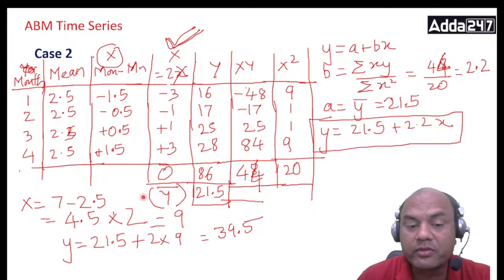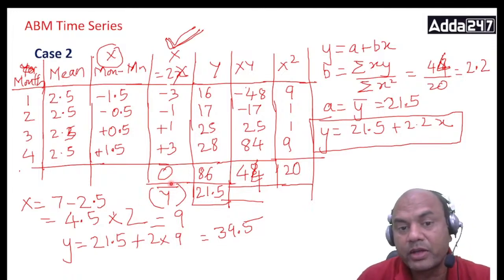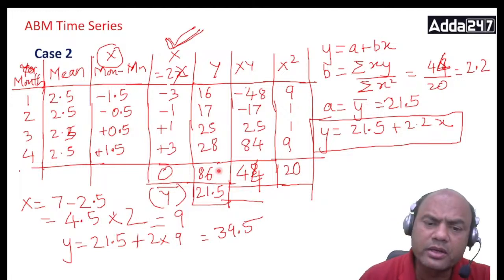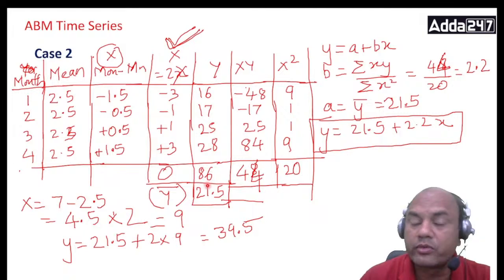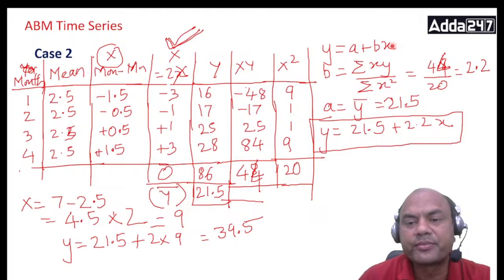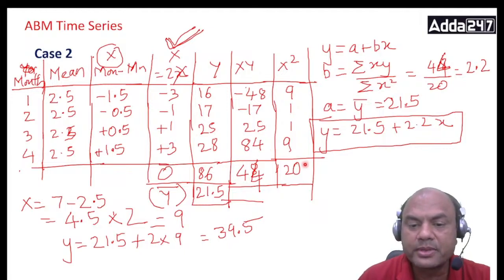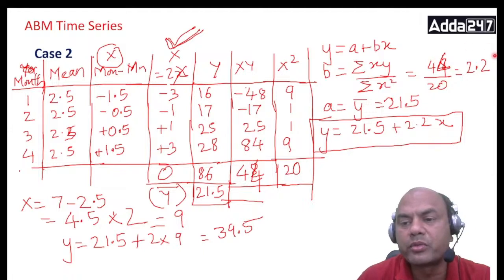So y bar you will require. We saw in our earlier problem, we require y bar. So do it. 86 upon 4, so you will get 21.5. So y bar you have got now. Now what? Find the equation. Y equals a plus bx. What is b? B is summation xy upon summation x square. Summation xy you know is 44. Summation x square is 20. So 44 upon 20 is 2.2. So b you have got.